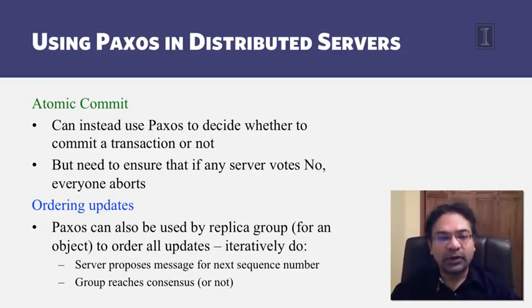So in order to do this, the way you use Paxos is that any one of the servers in the replica group proposes a message for the next sequence number. So one of the updates it has, it proposes for the next sequence number, and then the group either reaches consensus on this or not. If it doesn't, then another message is considered for the next sequence number, and you continue so on and so forth. This is the way in which Paxos is used to totally order updates within the group itself, so that all the servers apply these updates in the same order as each other.